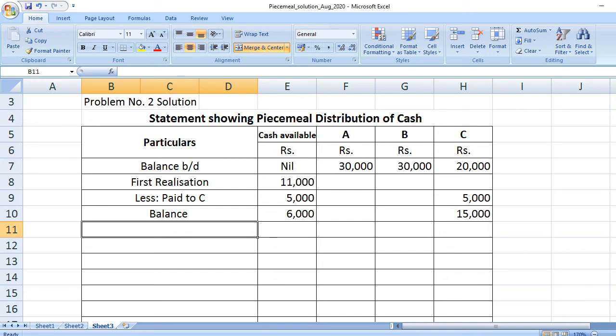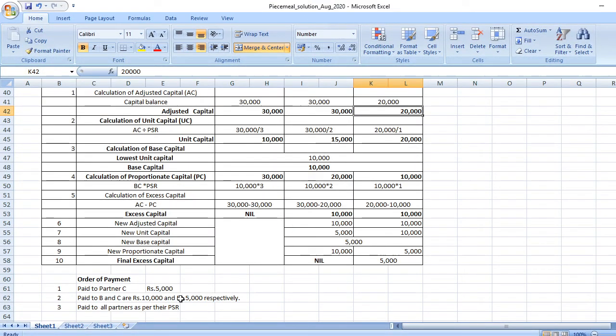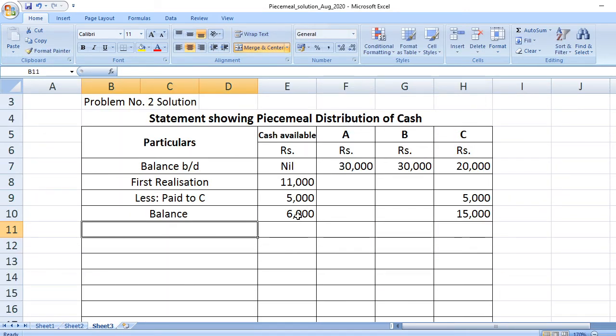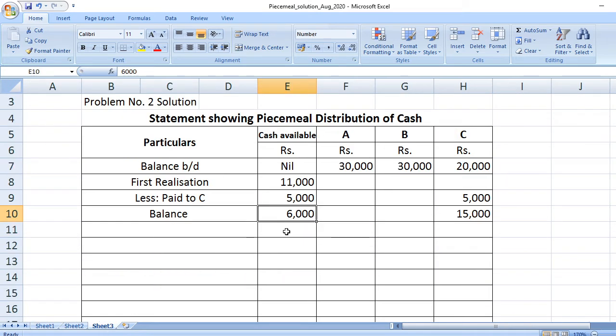But if you see that 10,000 and 5,000, the total amount is rupees 15,000, and we have an available balance of cash only 6,000. It's not possible to pay this whole 15,000 to B and C, because the partnership firm has only 6,000.